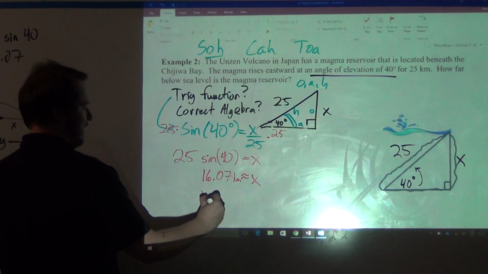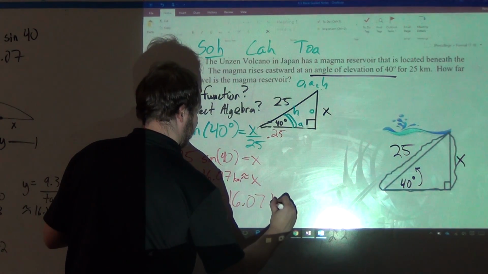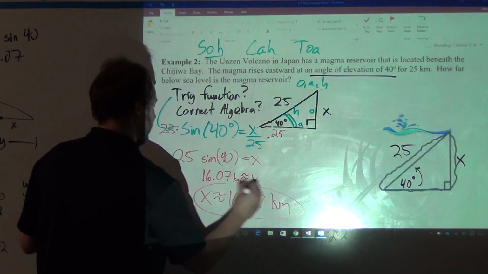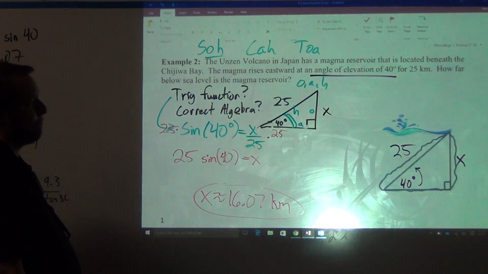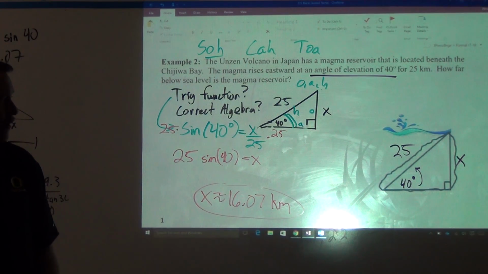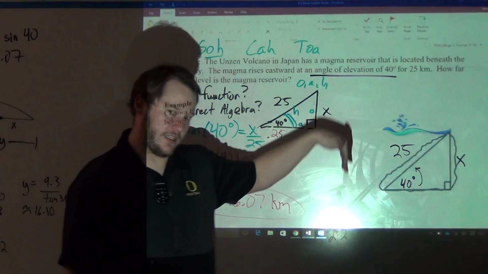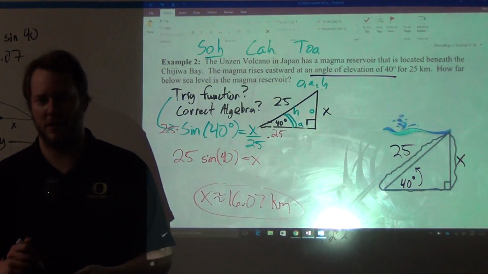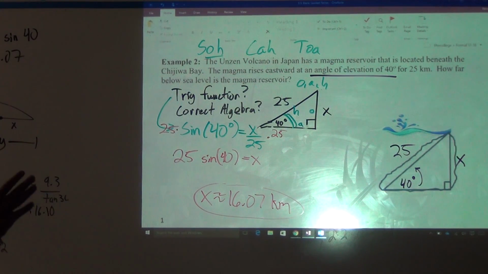If you're one of those people that likes the variable on the left, you might go with that answer. Doesn't really matter. All right? So, hey man, it's like 10 miles below the sea level, this reservoir is.